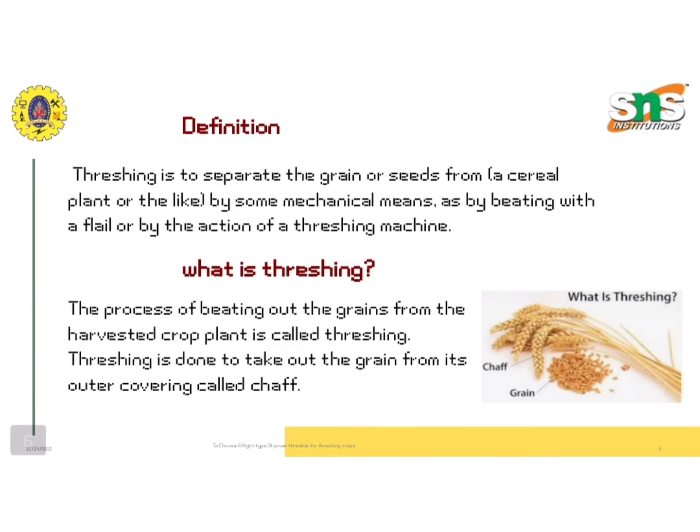The next slide. Coming to the definition. Threshing is to separate the grains or seeds by mechanical means, by beating with flails or by the action of threshing machines. Coming to the threshing, what does threshing mean? Threshing is the process of beating out grain from the harvested crops, and also threshing is done to take out the grain from its outer covering called chaff.